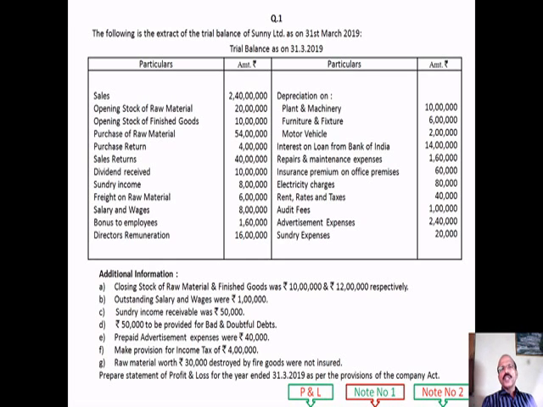So friends, when you read the question carefully, possibly reading at once you may not be able to understand. Don't mind to spare a few more minutes and read it carefully and understand what is the requirement and prepare. So in this question they have asked to prepare profit and loss account. Let us draw profit and loss account first.